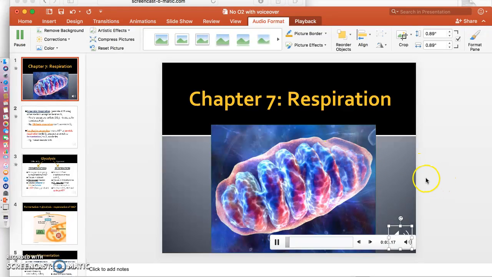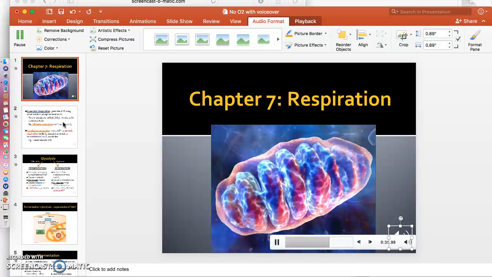Now we've covered what cell respiration is, but only in the presence of oxygen. Oxygen is the ultimate electron acceptor. So in order for glucose to be broken down, it needs oxygen present, both to get into the mitochondria via active transport, and also at the end of the electron transport chain.